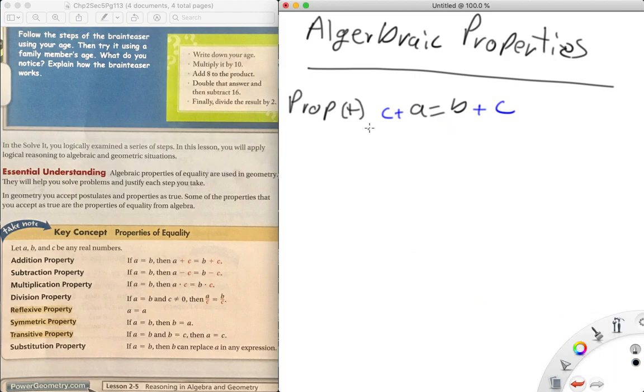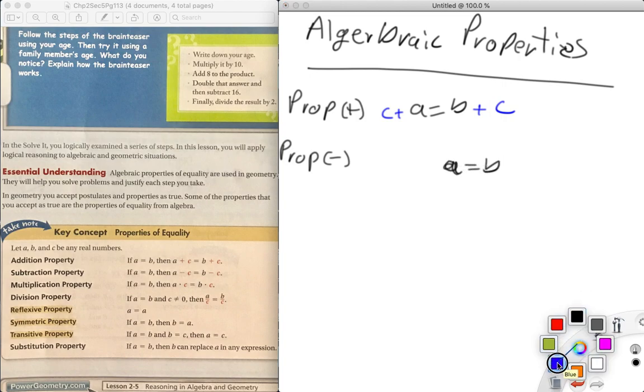The subtraction property of equality, and I'm going to go through these real quick because you guys have seen these before. If I have two numbers that are equal to each other, and I subtract one number from one side, I got to subtract that other number from the other side. What I do on one side, I do to the other.